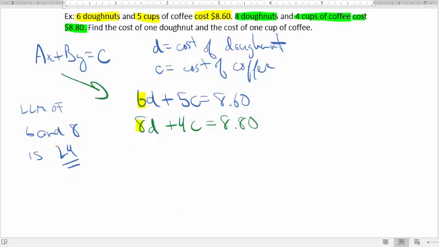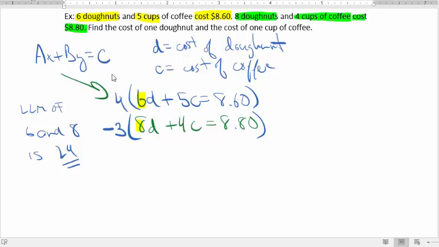So how am I going to turn 6 into 24? Well, I'll multiply this one by 4. And then how am I going to turn 8 into 24? Well, I'll multiply this one by 3, but again, remember, they need to have opposite signs, so one of them has to be multiplied by a negative. Does it matter which one? No, it doesn't matter which one. Let's say I multiply the bottom one by -3.